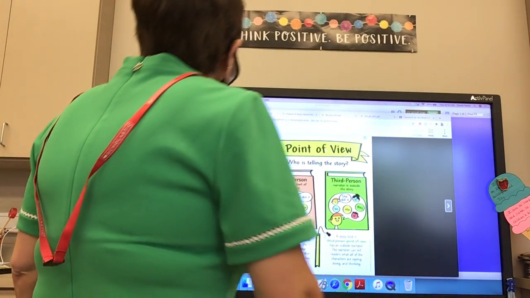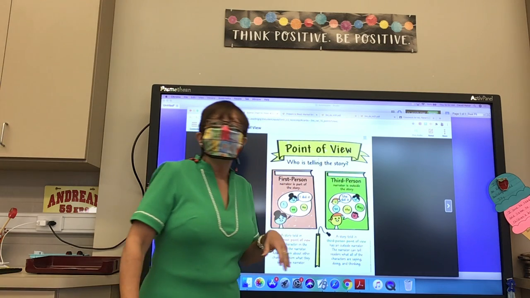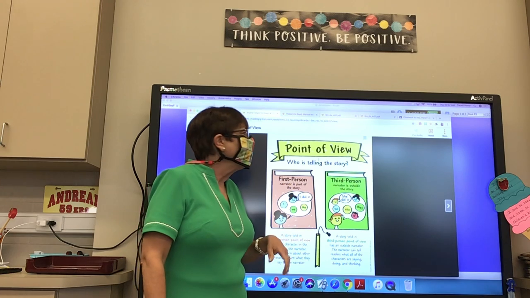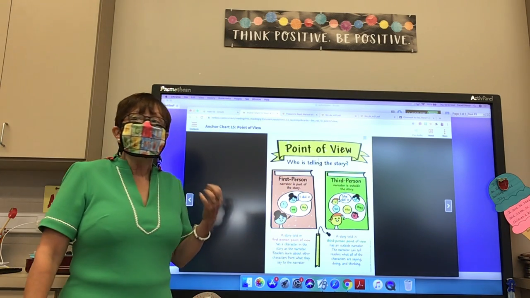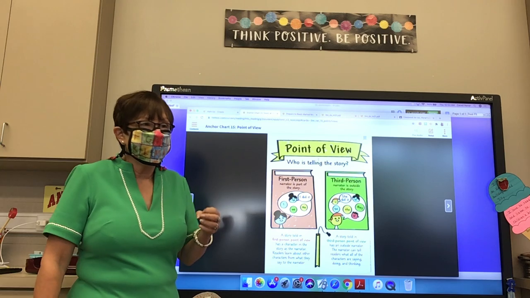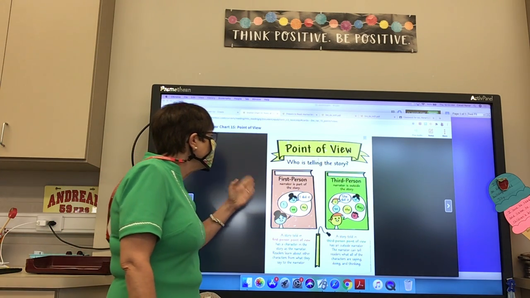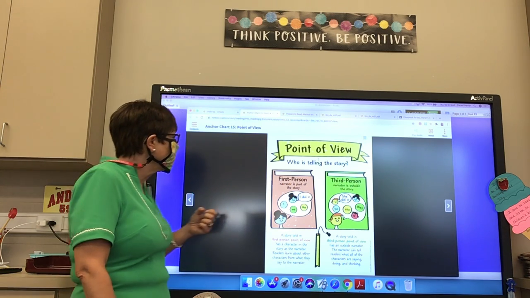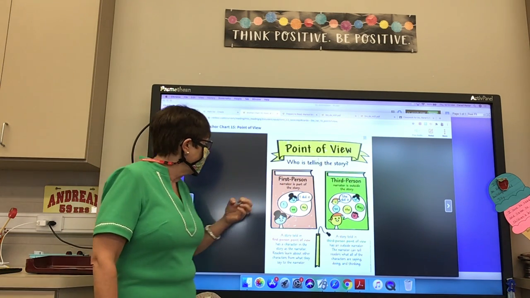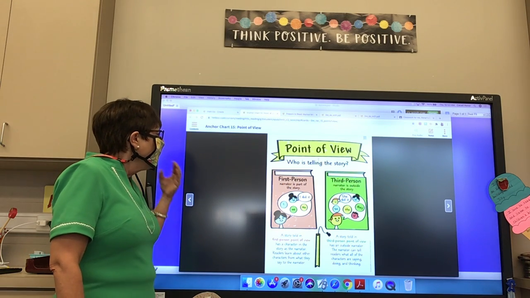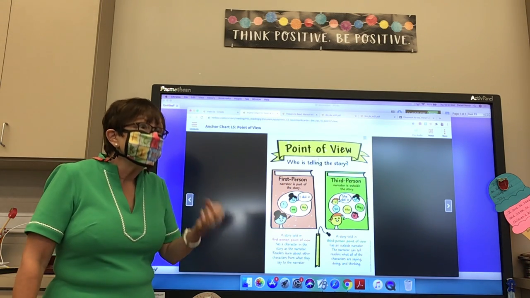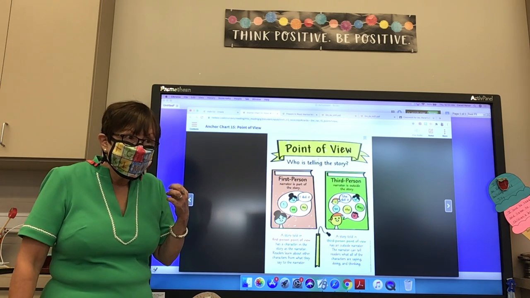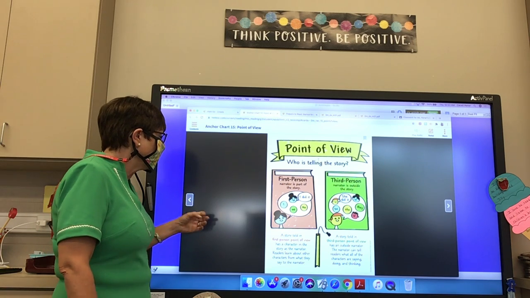Okay, boys and girls. Now I want to talk to you and remind you again about point of view in a story. When we're talking about point of view, we want to think about who is telling our story. Now we can have a first person point of view. In a first person point of view, Libby, the narrator is part of the story. A story told in first person point of view has a character in the story as the narrator.